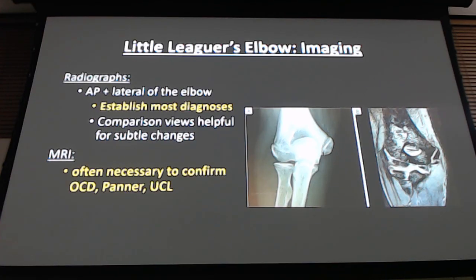OCD, Panner's, UCL. Okay, that's to differentiate, correct? So if you have somebody that's 11.964 years of age, right? I'm joking. But you have somebody who's less than 12. If there's a question as to the diagnosis, will you get an MRI? Yes. If you have somebody who's 12 years old and a month, and you have a question about diagnosis, will you get an MRI? Yes. So we very commonly get MRIs for Little Leaguer's elbow. Okay? That's my teaching point for that.